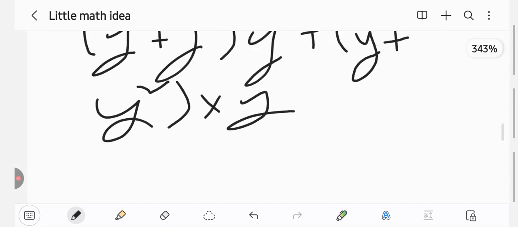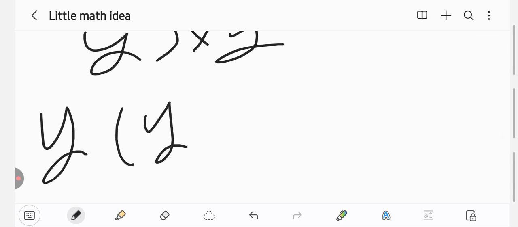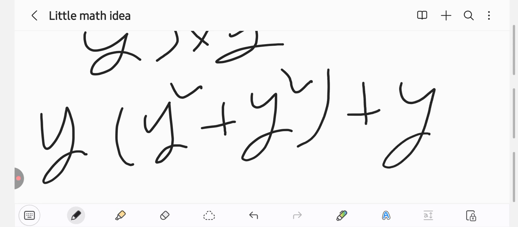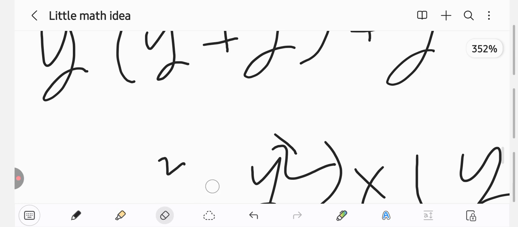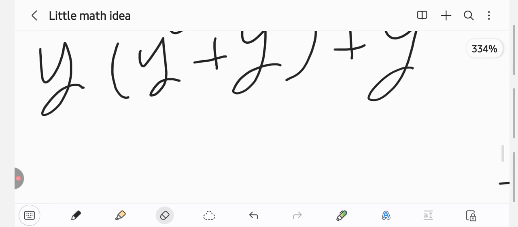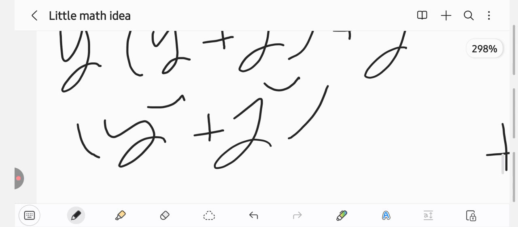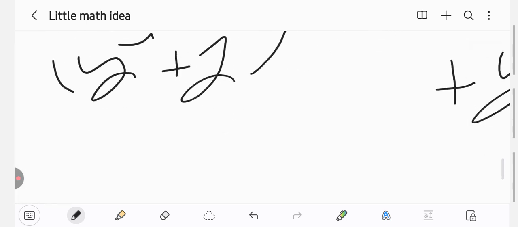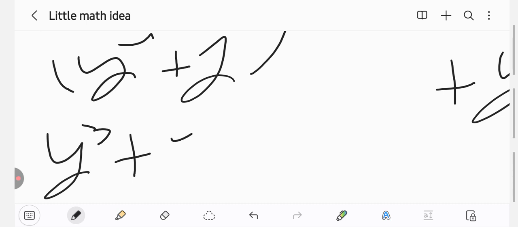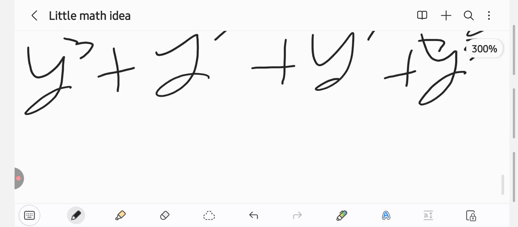Now when you have y squared, we switch sides and write it as y times y squared plus y times y squared. And now switch sides, y squared plus y squared. Now we distribute the y into the y squared, so we get y cube plus y cube plus y cube plus y cube. Now I got 4y cube in simplified form.